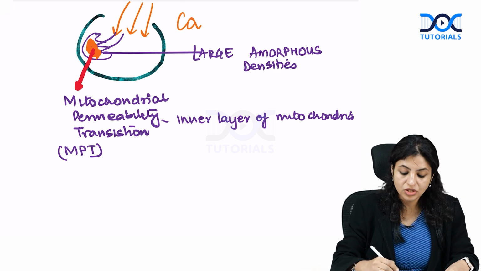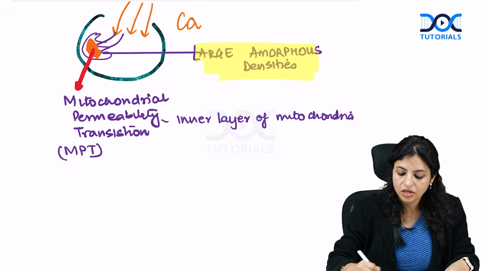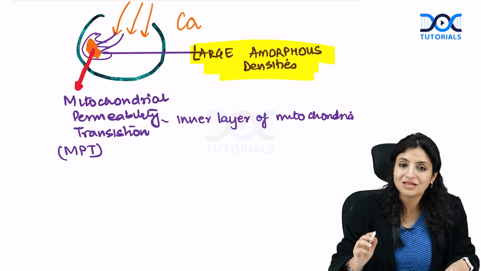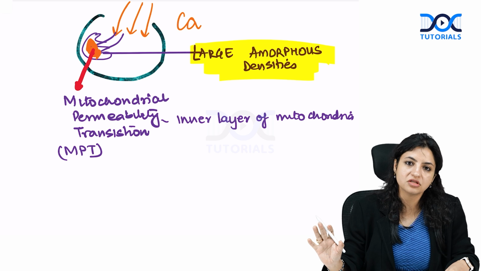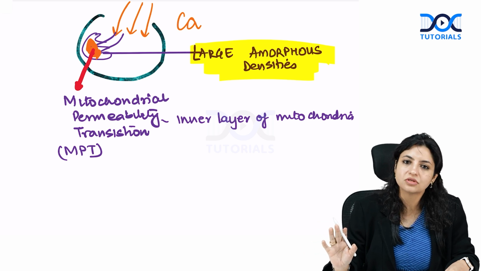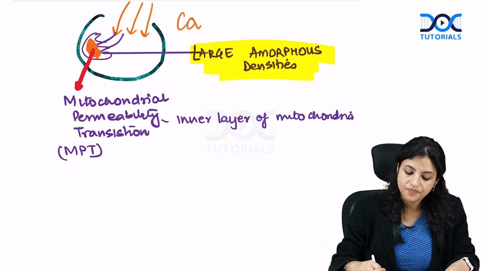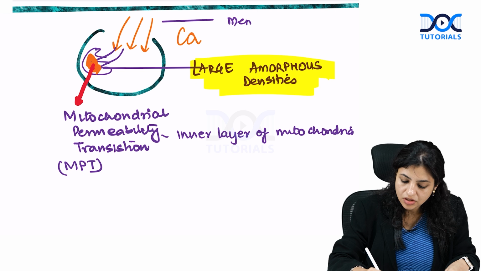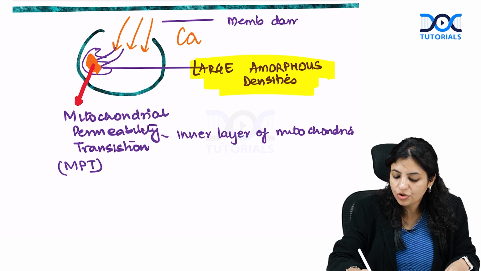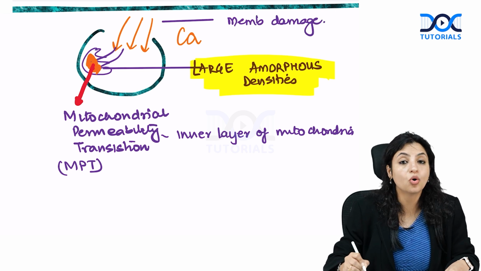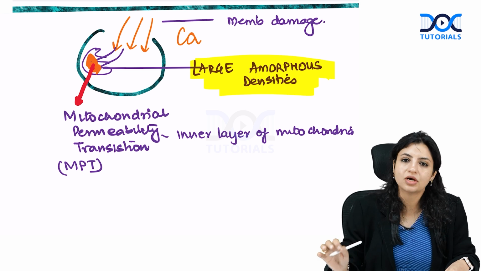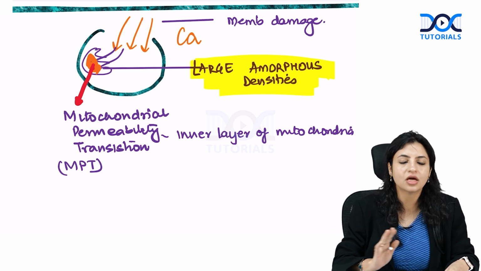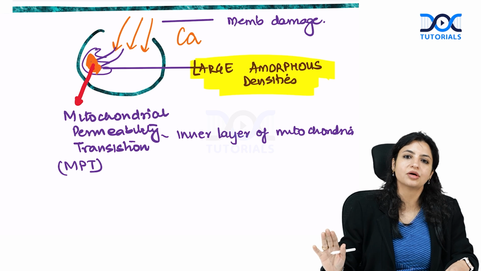in the mitochondria. Now, this is a very, very important point. Once you see large amorphous densities in the mitochondria, that means there has been mitochondrial dysfunction and this cell is going to die by necrosis. So this membrane damage and profound mitochondrial dysfunction are the hallmarks of irreversible cell injury, which is going to progress into necrosis. That is, now the cell cannot be saved, it's going to go into necrosis.